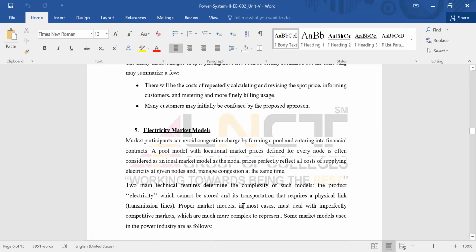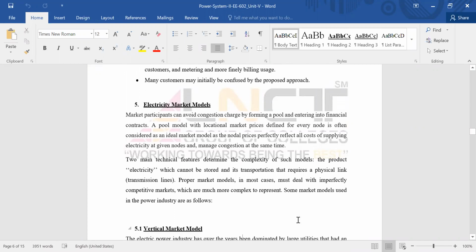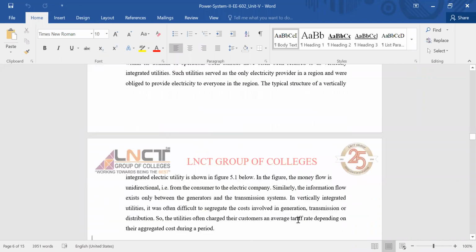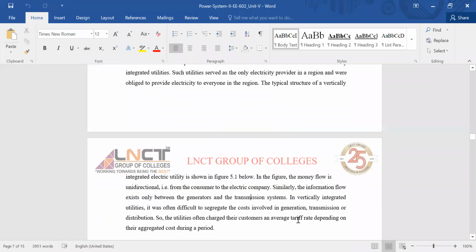The technical features that determine the complexity of such models are that electricity cannot be stored, and its transmission requires a physical link. This is the transmission line, a physical link over there. So proper market models, in most cases, must deal with imperfectly competitive markets. Some market models used in the power industry are the vertical market model.